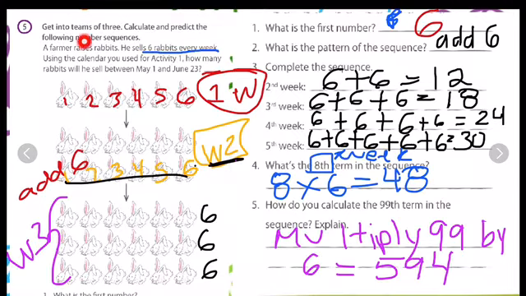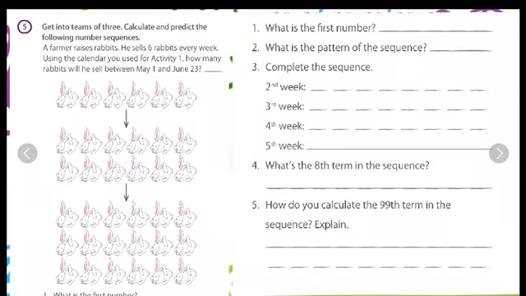Now let's go back a little bit, and it says over here, how many rabbits will he sell between May and June? That means that he will sell 48, because it's asking you for the term. So he will sell 48 rabbits. Now guys, I hope you understood this exercise. Let's continue on to the next part.